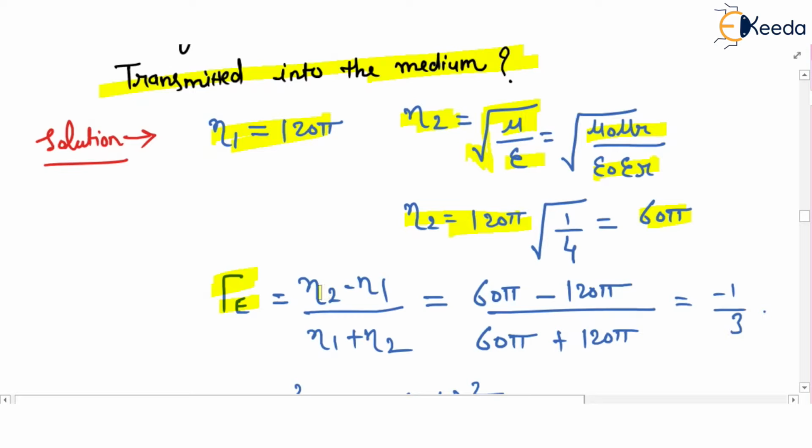So we will calculate gamma e, which is eta 2 minus eta 1 upon eta 1 plus eta 2. So it is 60 pi minus 125 upon 60 pi plus 125, which is minus 1 by 3.